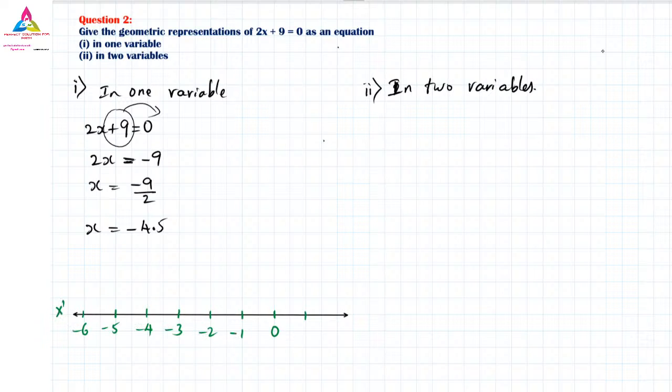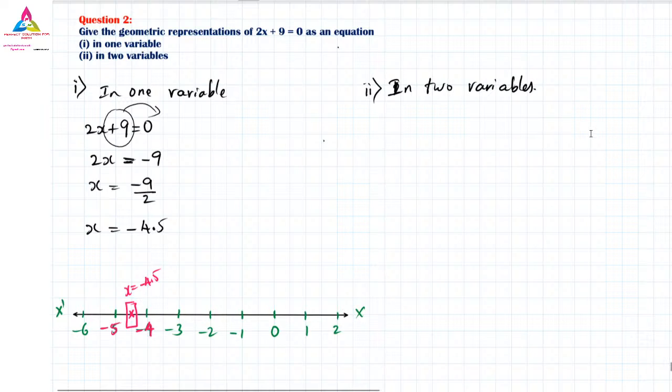This is x dash. So the x-axis is 0. Here we can take the positive 1 and the positive 2. Here the minus 4.5. Minus 4.5 means a negative value. So minus 4 and minus 5, in between that 4.5 will come. So this in-between point is minus 4.5. This value is nothing but x is equal to minus 4.5. That is your answer for one variable.